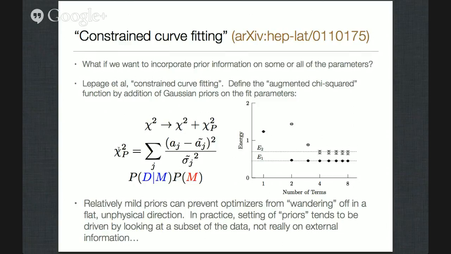So it doesn't matter too much exactly how you decide to set these things. It's just sort of a pain and sort of an ad hoc practice to do it by looking at a subset of the data, and there's no real good prescription for how to do that. But as long as these widths are large enough that you're not really biasing the actual fit, you're just imposing stability, it doesn't matter that much.